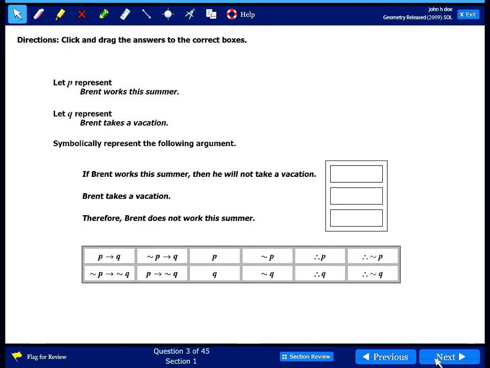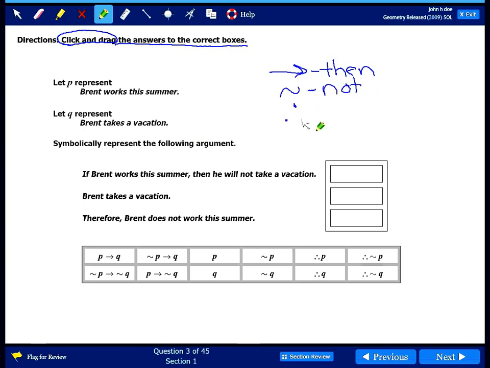Number 3, we're given directions. It says click and drag the answers to the correct boxes. So we're going to let P represent Brent works this summer. Q represents Brent takes a vacation. In order to do this, we need to recall what some of these other symbols mean. This symbol right here means then. Another symbol that's important is this one, which means not. And a third one that you'll need to know is the 3 dots, which means therefore.